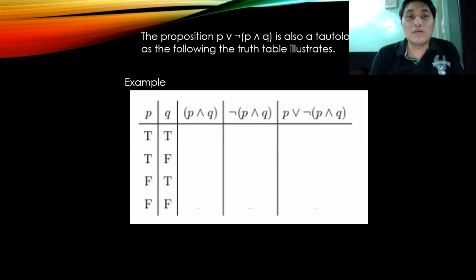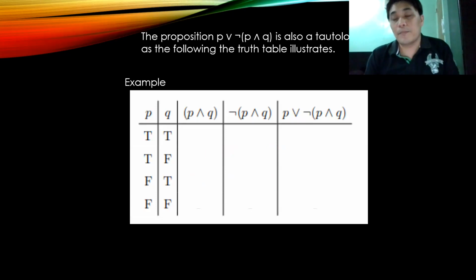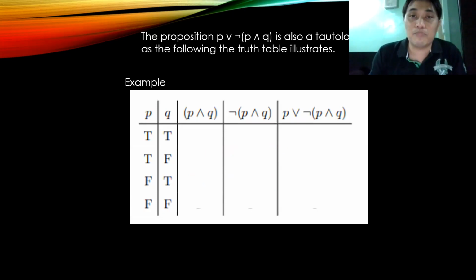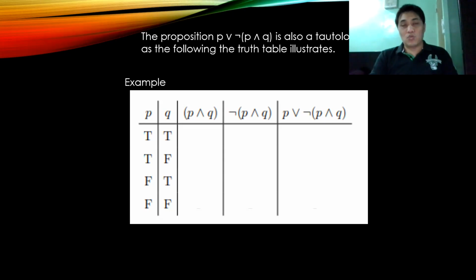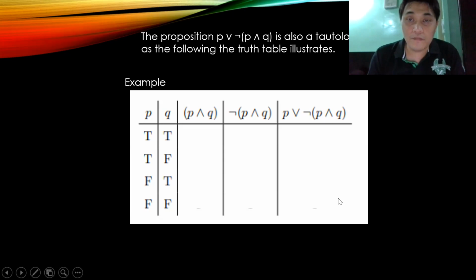So for our other example, we will answer this proposition: P or negation of P, close parenthesis, P and Q is also a tautology. To prove this equation, let us answer the truth table below.